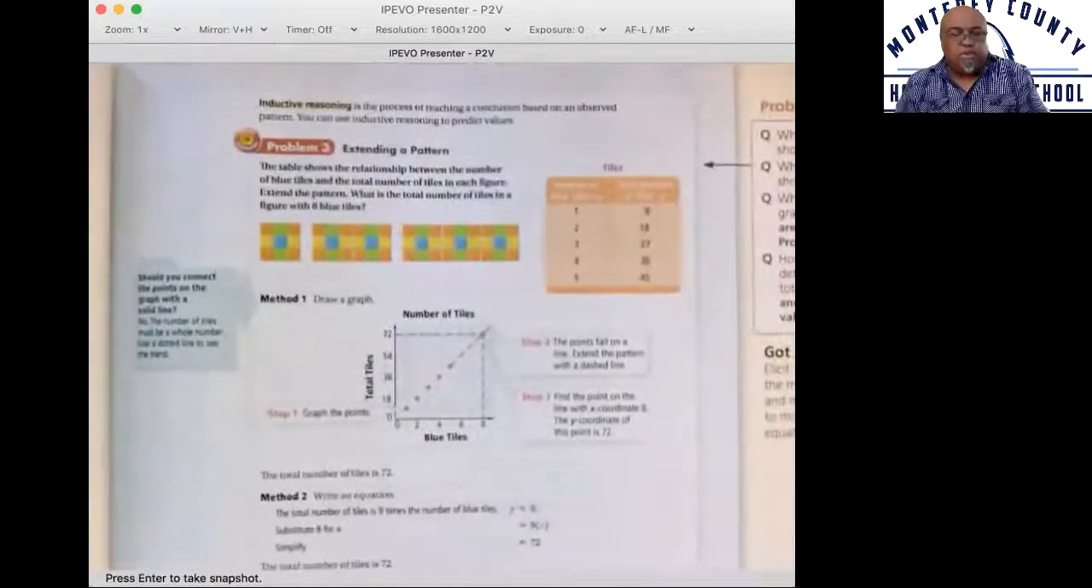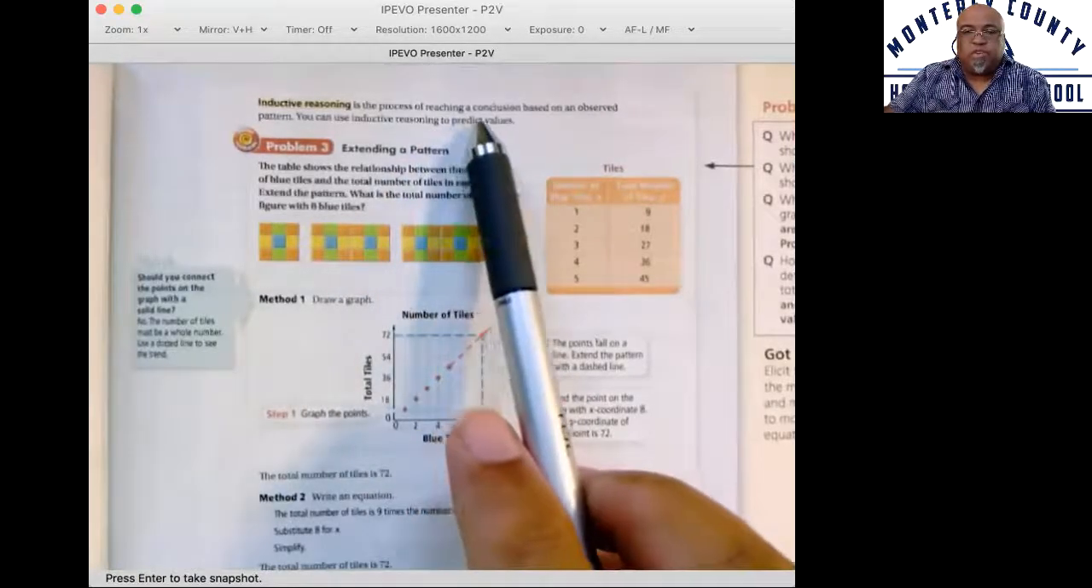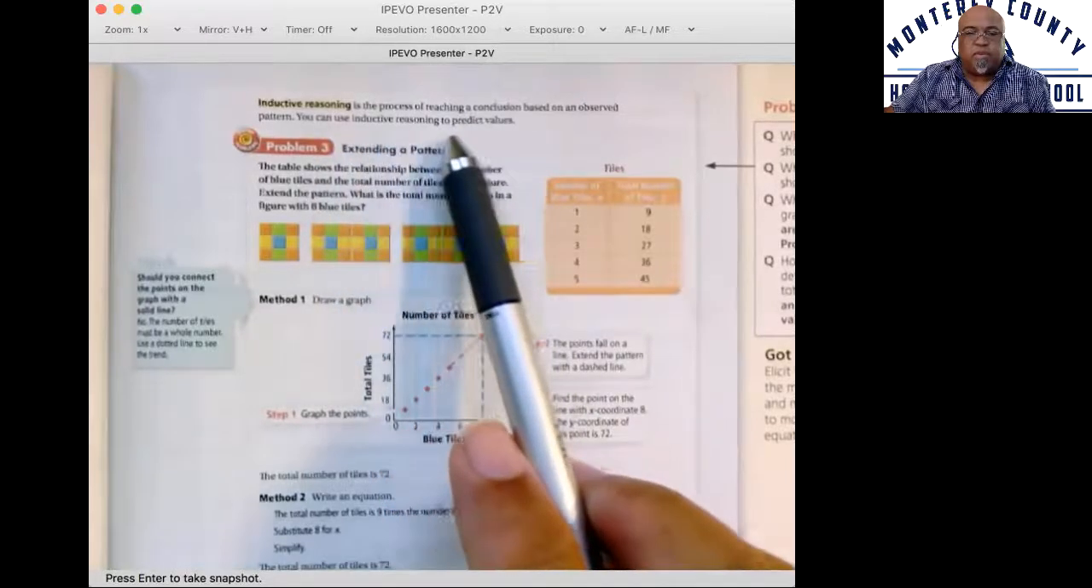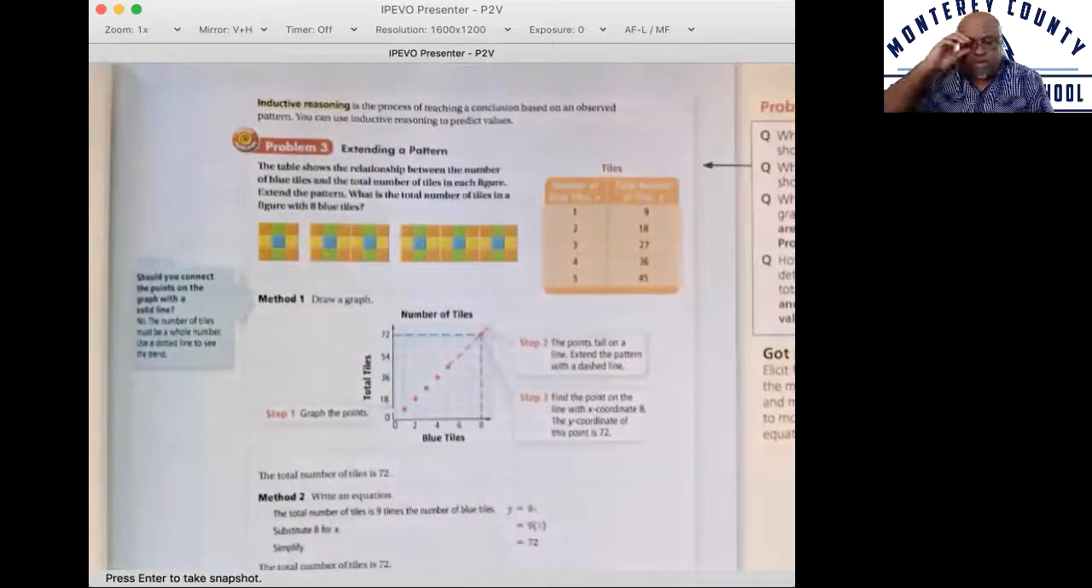Now, the book here talks about using something called inductive reasoning, which is the process of reaching a conclusion based on an observed pattern. You can use inductive reasoning to predict values. Inductive reasoning basically means you look at what's going on and guess what's going to happen next based on a pattern. Now, the way I said that can represent a mathematic idea or even just a regular idea. Like one simple pattern that we know is day and night.